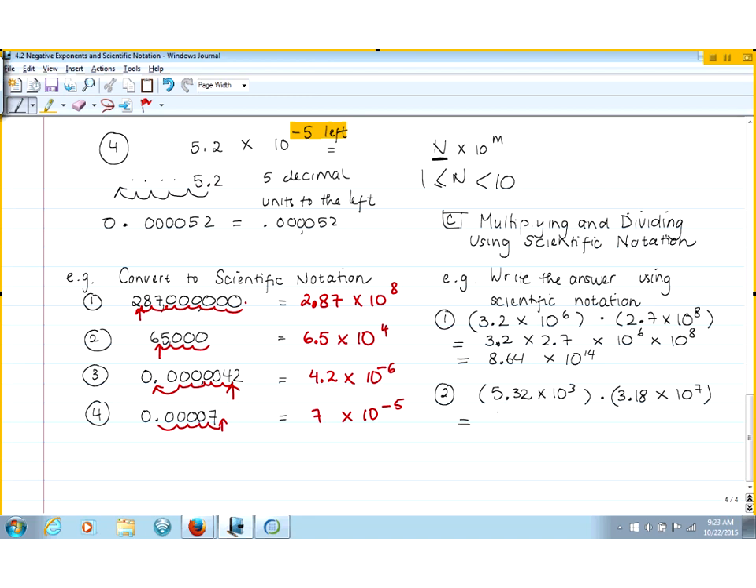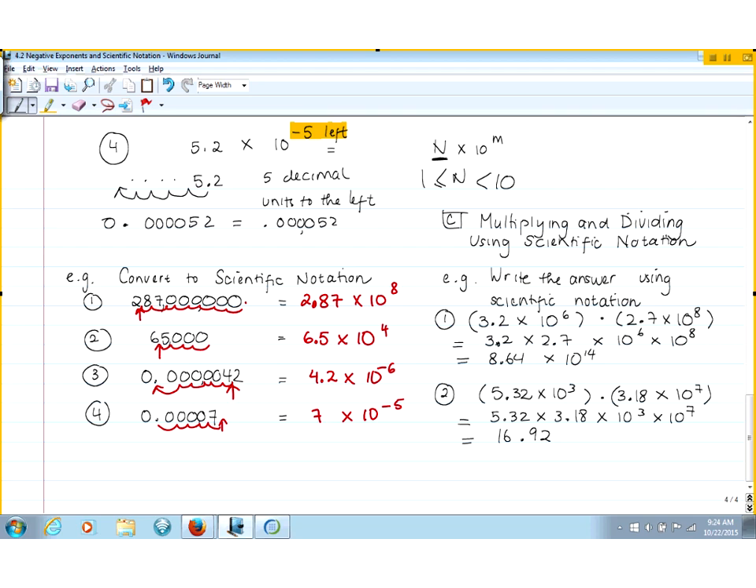Next. What about this? Same thing. So the numbers multiplied by the numbers, times 10 cubed times 10 to the 7th. Okay. So we will just use our calculator. 5.32 times 3.18. That is equal to 16.9176, or you could just say 16.92. It doesn't matter. So it doesn't have to be this many decimals. So you could put 16.92. That's fine.